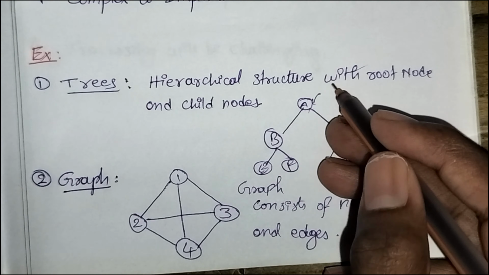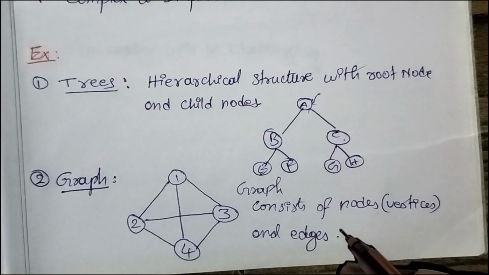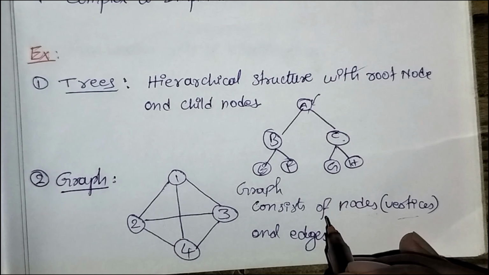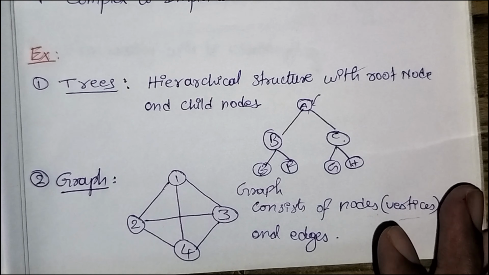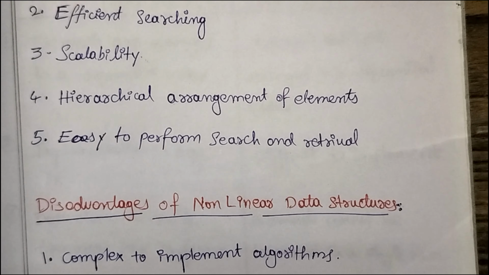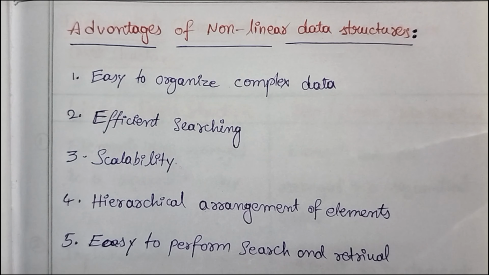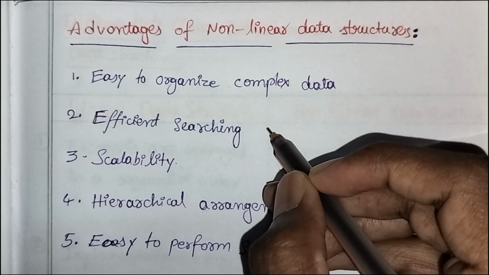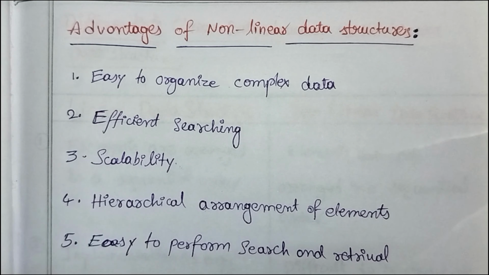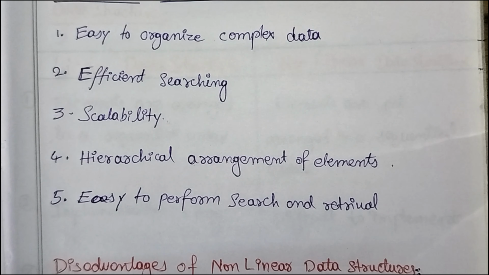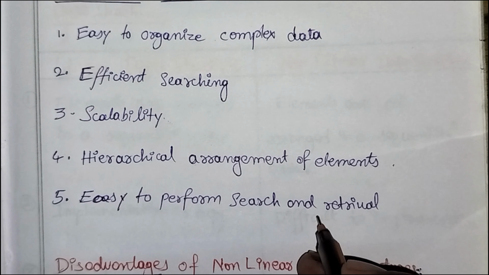A tree is a hierarchical structure with a root node and child nodes. And a graph consists of nodes known as vertices, and edges. These are the best examples of non-linear data structures. Coming to the advantages of non-linear data structures, it is easy to organize complex data. Efficient searching can be done, they are scalable, hierarchical arrangement of elements can be done, and it is easy to perform search and retrieval operations.